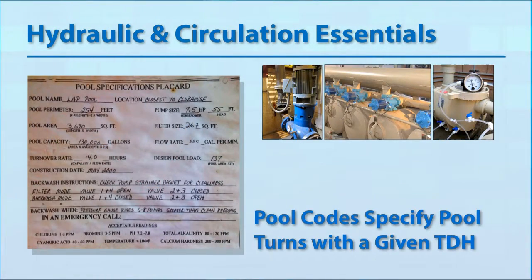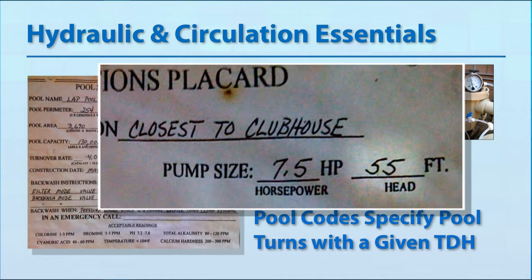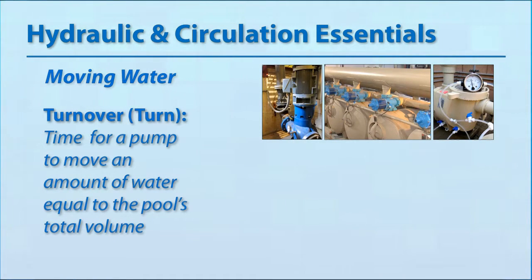Historically, there is one other complicating factor. Most pool codes have specified TDH to ensure proper pool turnover. Pool turnover is typically specified in hours. It is the time allowed for the pump to move an amount of water equivalent to one pool volume.